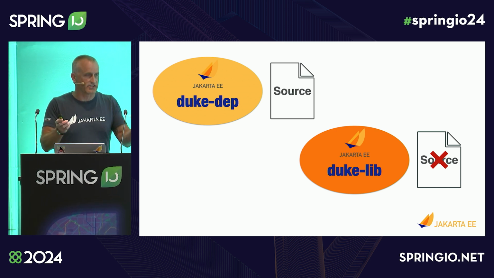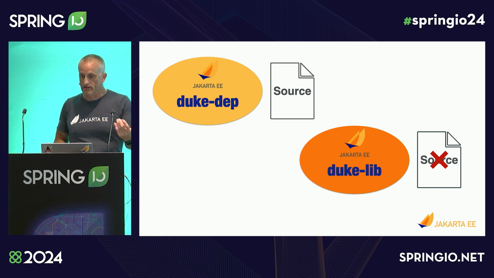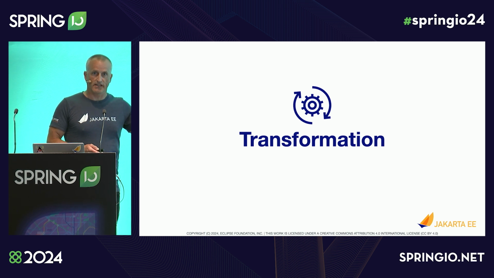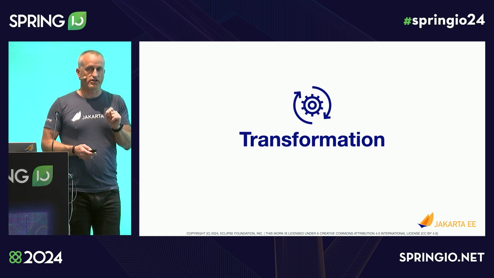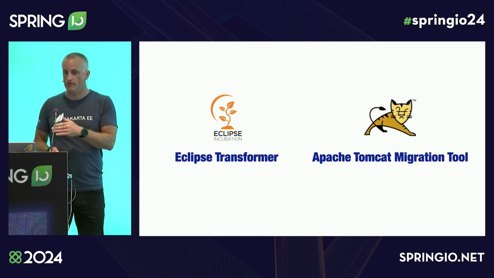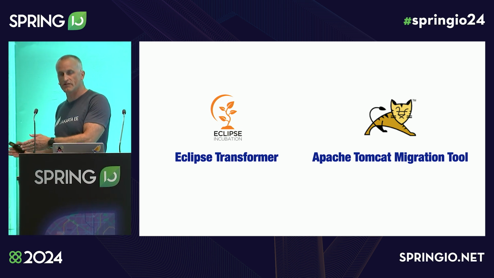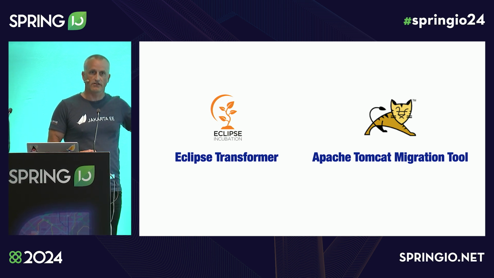But let's say it's just some jar you have in your internal repository that you don't have the source code for. So luckily there is something called transformation. These are tools we created back in 2019 when we did Jakarta EE 9. There are two tools out there that are open source and freely available: the Eclipse Transformer and the Apache Tomcat migration tool. Both do more or less exactly the same thing, and they do the bytecode transformation for you, so you don't need the source code.